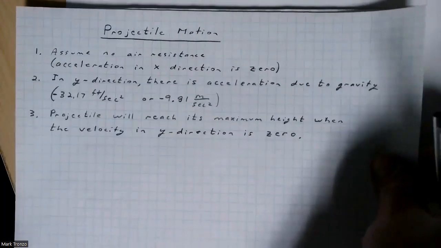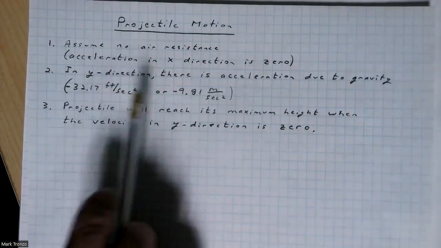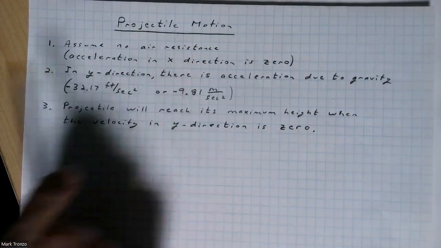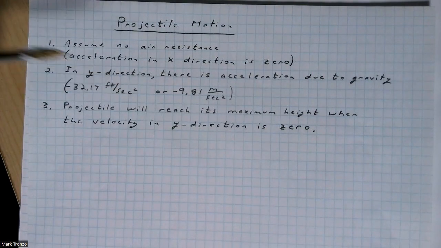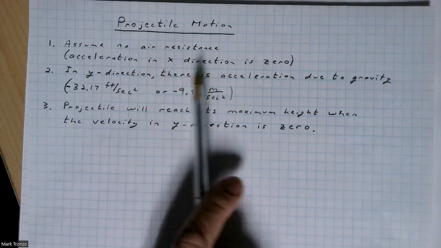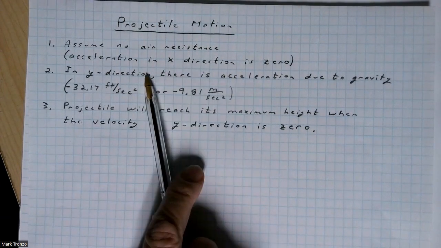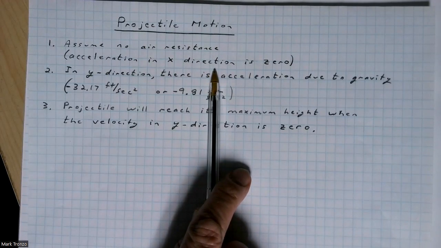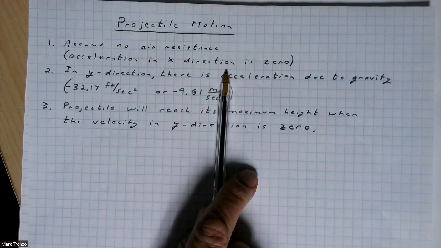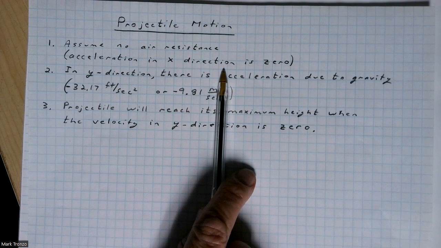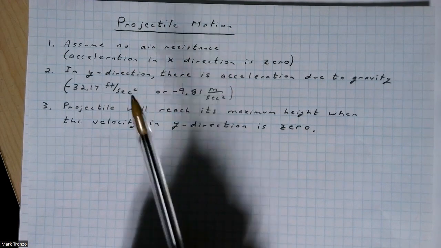is we're going to assume that there's no air resistance. And so that means the acceleration in the x direction is going to be 0. So we're assuming no air resistance, so the ball is going to be able to just keep moving at the same speed in the x direction. Again, what that implies is the velocity in the x direction is going to be constant. It'll be whatever it was when the ball was originally thrown, or the object was originally thrown.